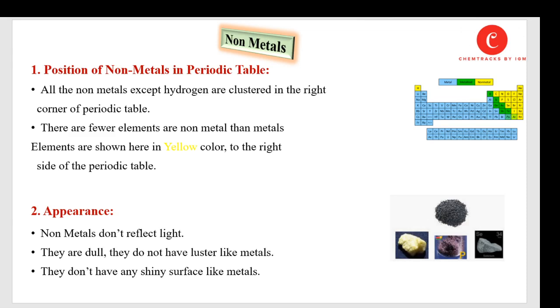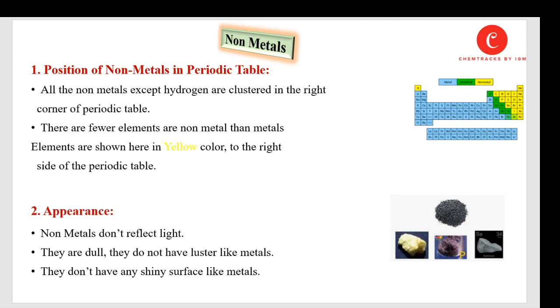There are fewer non-metal elements than metals, so the proportion of non-metals is less as compared to the metals in the periodic table. About 80% of elements are metals, and except that, some elements are non-metals and some are metalloids. So non-metals are very few as compared to the metals. Elements are shown here in yellow color to the right side of the periodic table. They all are basically non-metal in nature.